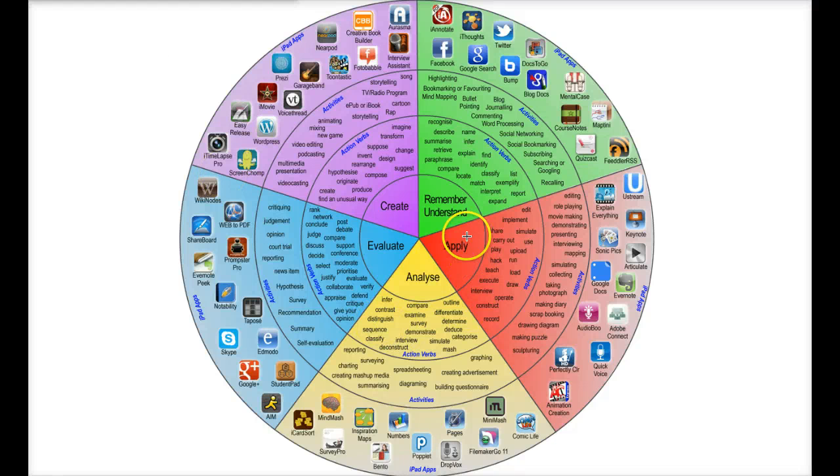All right, let's take a look at another way that Bloom's taxonomy can be represented. This one is a circle, and you start here in the middle. Remember and understand, apply, analyze, evaluate, and create. This one works hand in hand with your TEKS document.